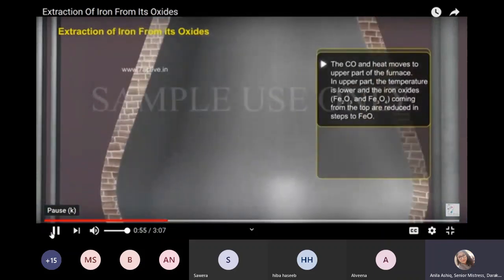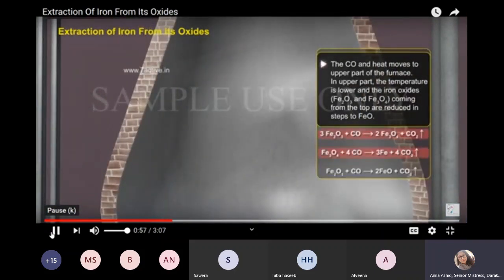The CO and heat move to the upper part. So whatever heat is being produced will move to the upper part of the blast furnace. The carbon monoxide and heat move to the upper part of the furnace. In the upper part, the temperature is lower and the iron oxide coming from the top is reduced in steps. So iron oxide is coming from the top.